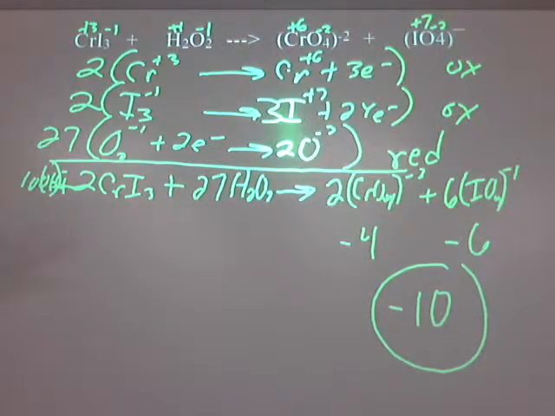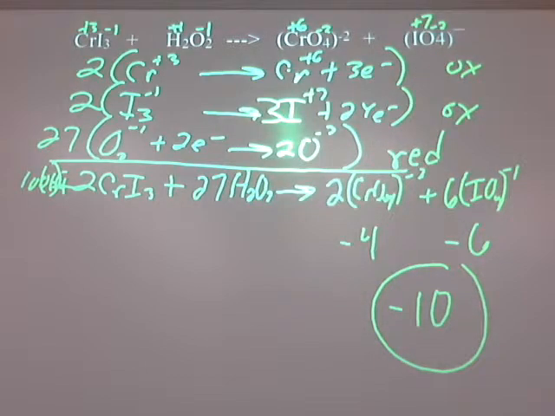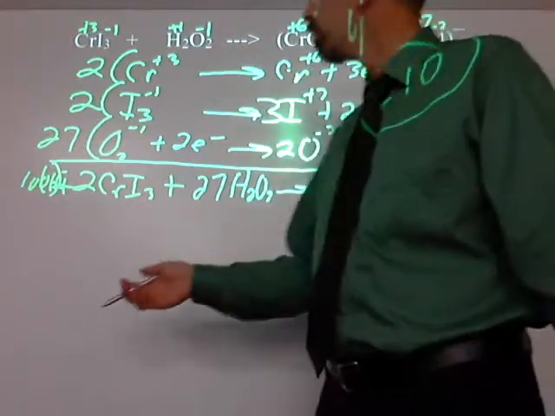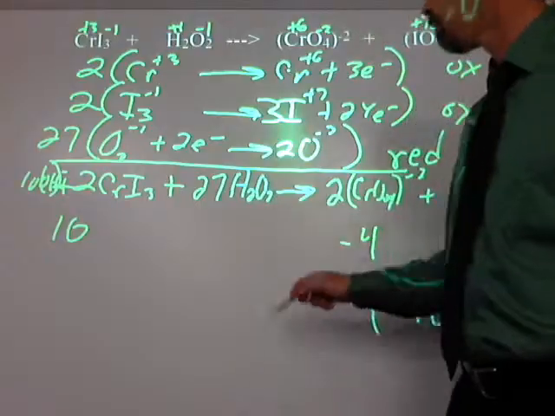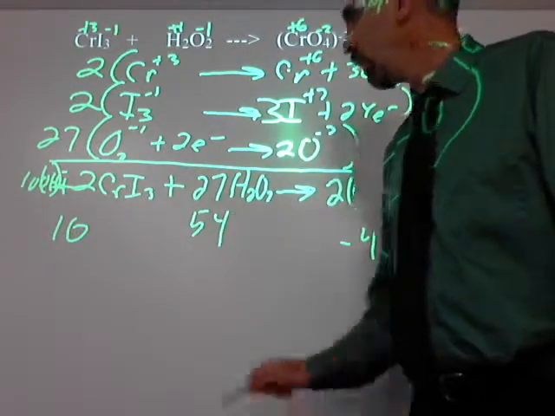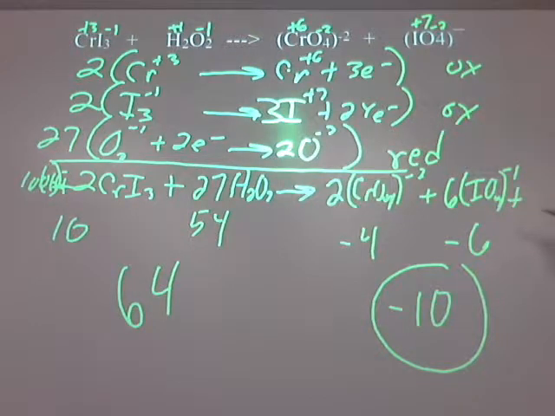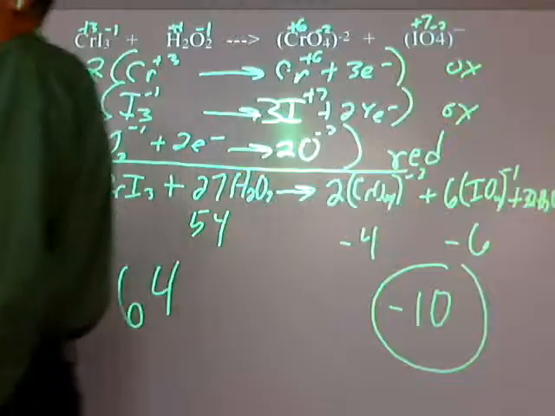Okay, I'm still not done. I've got to check my oxygens and hydrogens. The easier one probably to look at would be the hydrogens. I've got 10 hydrogens here. 27 times 2 is 54 hydrogens. There, it's 64 hydrogens. What will I need for waters over here? 32 waters. And now it's finally balanced.